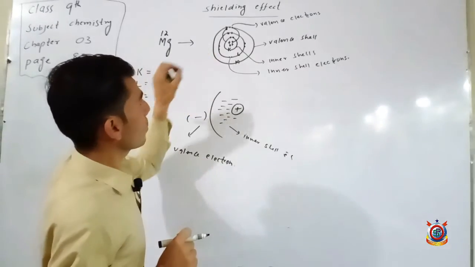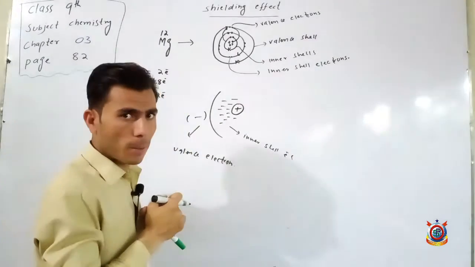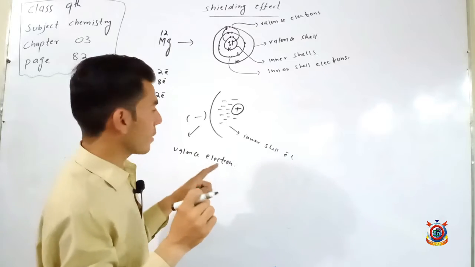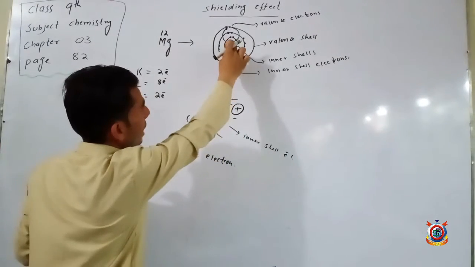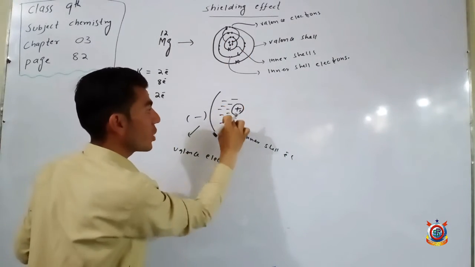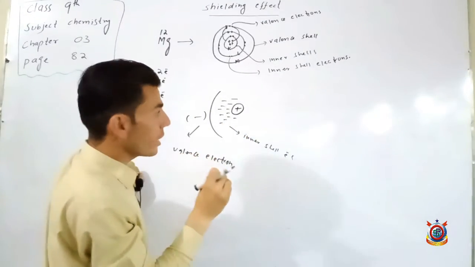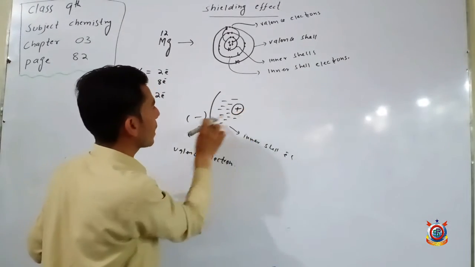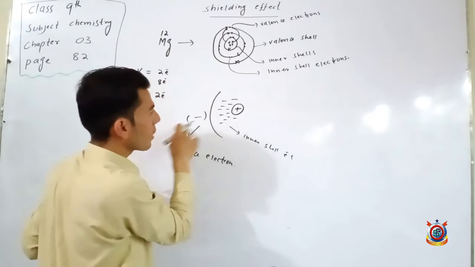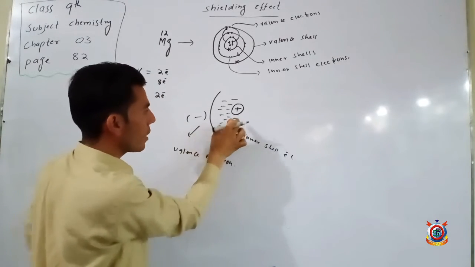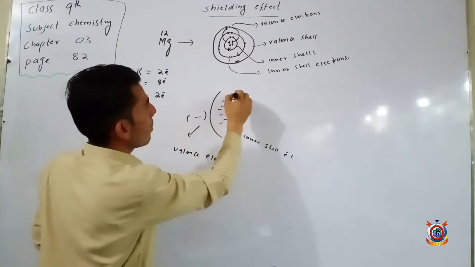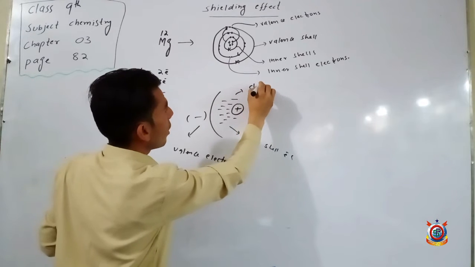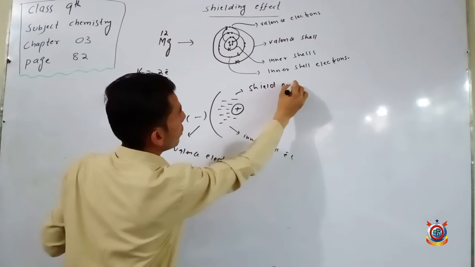Why do these electrons spend most of their time away from the nucleus? The reason is that the inner shell electrons make a shield, or screen, between the nucleus and the valence electron.